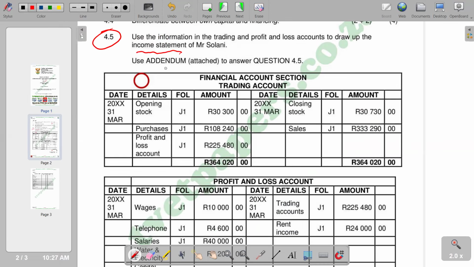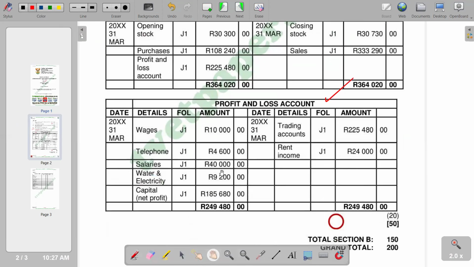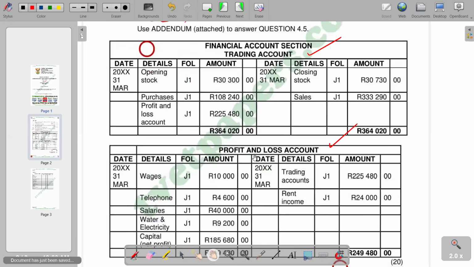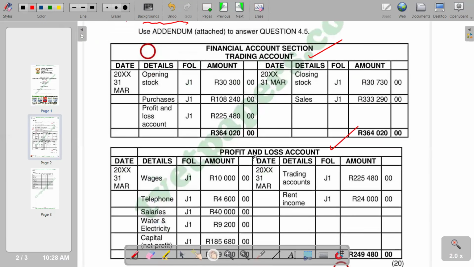Then you have to use the addendum, which is attached. To answer question 4.5, we're given the financial account section, whereby we have the trading account and also the profit and loss account. This is the information that we have, and our question has 20 marks. From the information given, we are supposed to come up with the income statement.